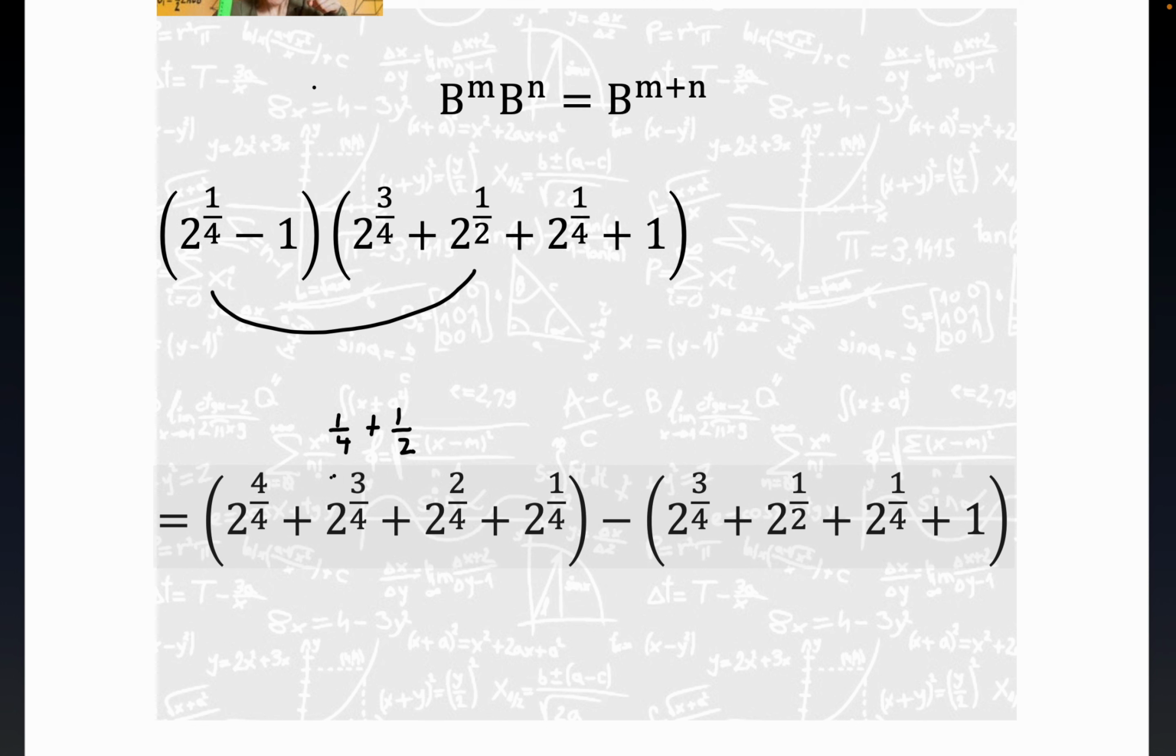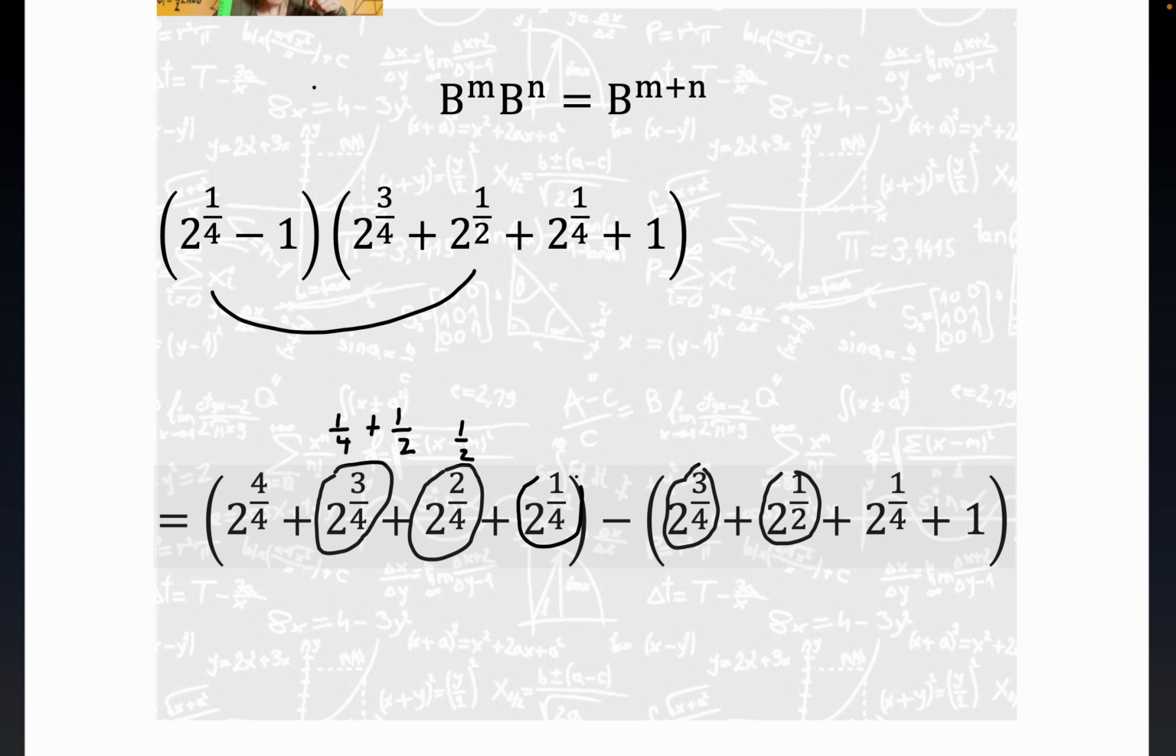Notice that this 2 to the 3/4 term will cancel with this 2 to the 3/4 term right here. Okay, and then so on. 2 to the 2/4, that's of course the same as 2 to the 1/2 right there, right? Okay, so this term will cancel with this term. And in a similar fashion, the 2 to the 1/4 terms will cancel.